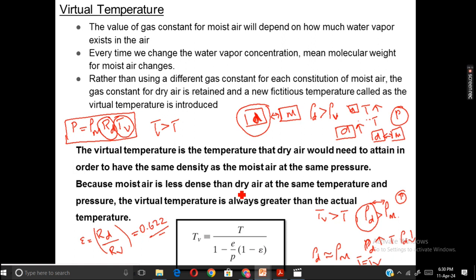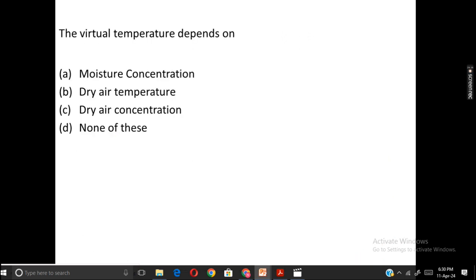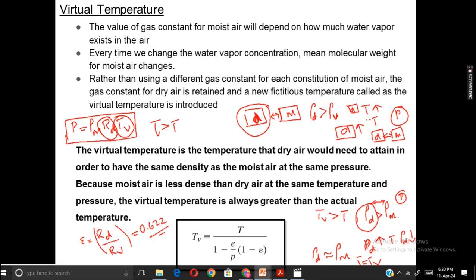So the equation for TV is given by T divided by 1 minus E by P into 1 minus epsilon, where E is the vapor pressure of the water vapor, P is the total pressure of the parcel, and epsilon is a constant with a value of 0.62. These things we have already discussed. I just wanted to revise them. So that is basically virtual temperature.